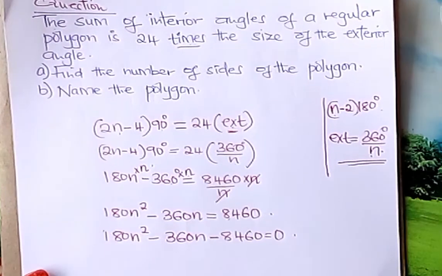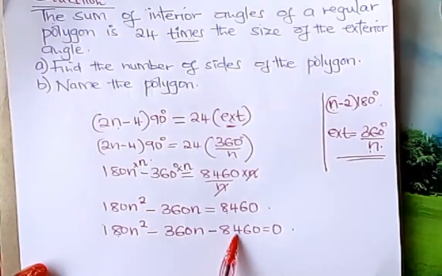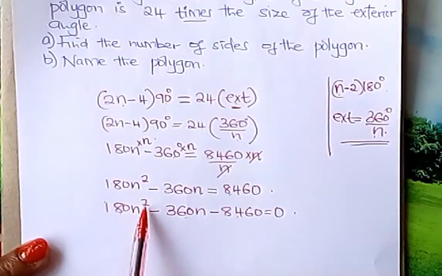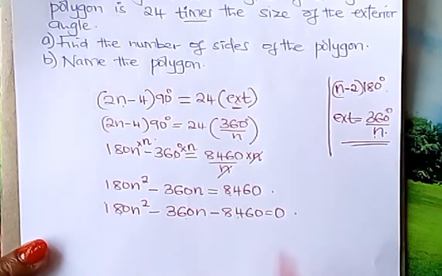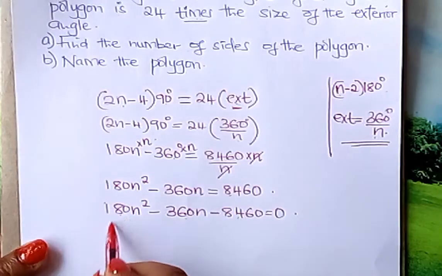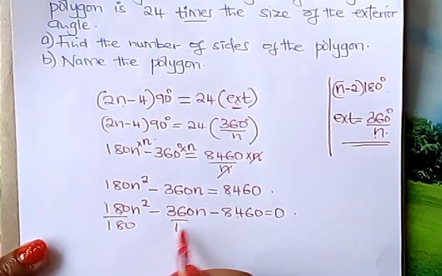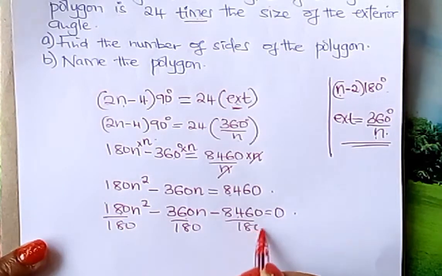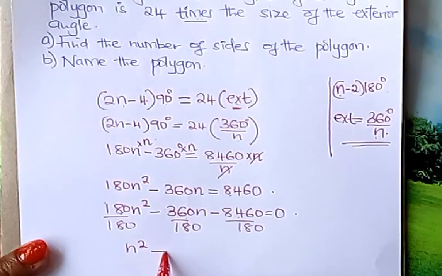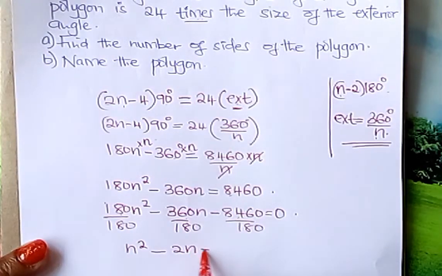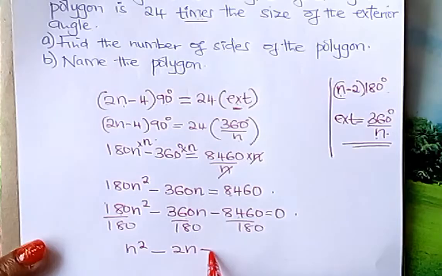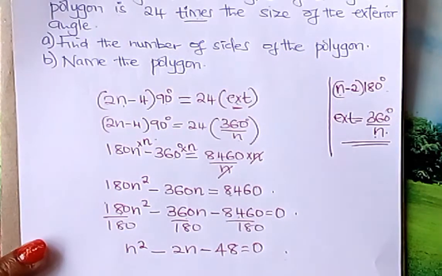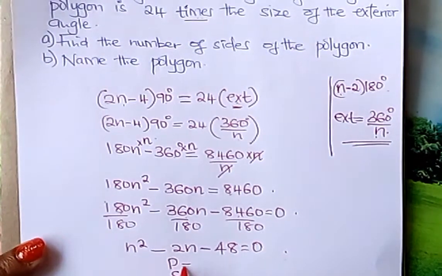Learner, this is a quadratic equation. The highest power is 2. Make it simpler by dividing through by 180. So you get n squared minus 2n minus 48 equals 0. At this point we have a simpler quadratic equation, and we solve it by the factor method.